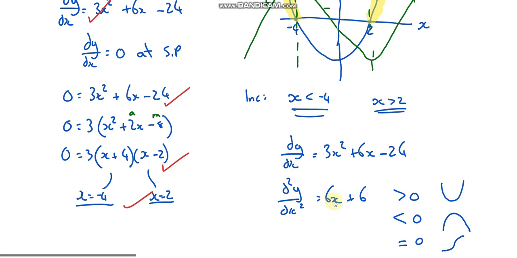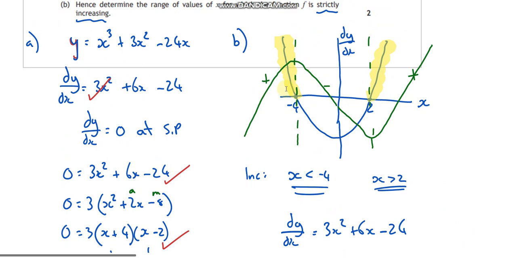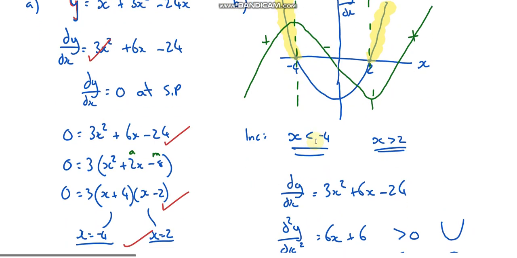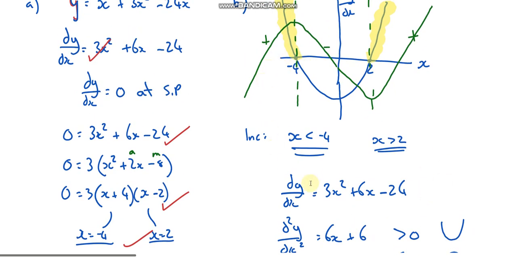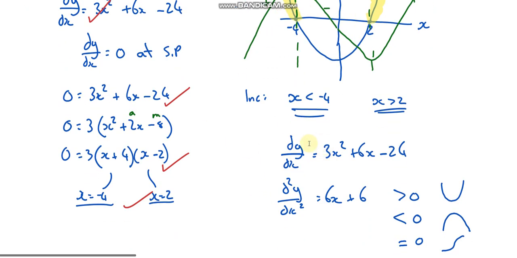6 times -4 is -24. It's going to be a negative number, isn't it? So that looks like it's going to be a maximum turning point, just like this one. If I put in x is 2, 12 plus 6 would be a positive, yeah? So that is going to be a minimum turning point. So you could do it that way as well if you wanted. You could try and draw out the whole thing. But yeah, I just thought I'd show you that as a little extra.